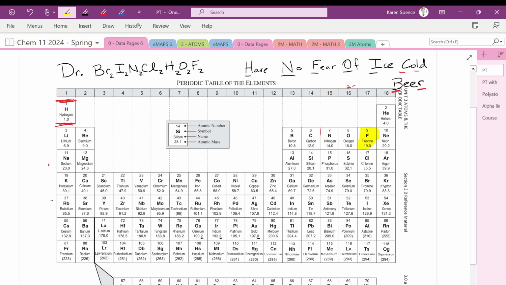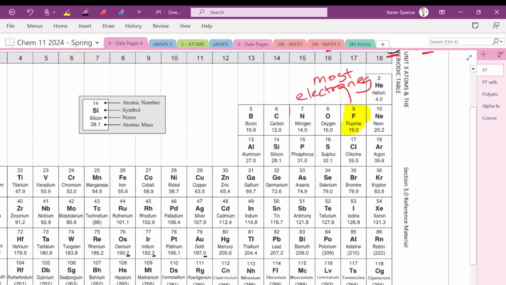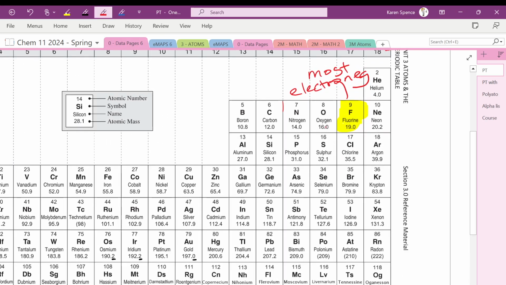Fluorine is the most electronegative. I'm just going to call it electroneg because I'm running out of room. So everything further down and to the left is less electronegative.